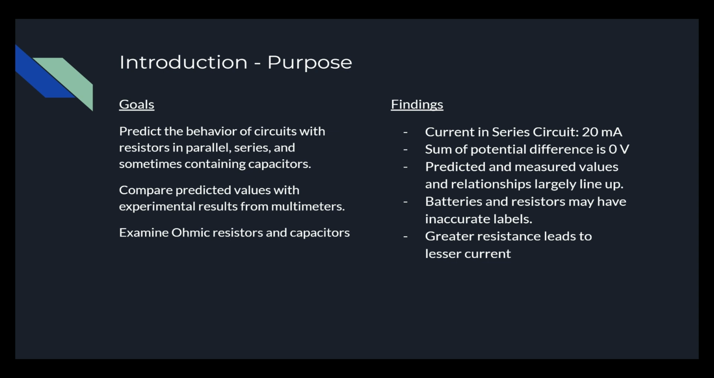Our goals are to predict the behavior of circuits with resistors in parallel and series and with capacitors, comparing predicted and experimental values and using Ohm's law. The findings were that the current was close to what was predicted, essentially 20 milliamps, as well as that the sum of the potential differences is zero, which is again predicted. It lines up a lot. The batteries and the resistors might be inaccurate, but physical laws dictate that they work together the same way as everything else, and then greater resistance leads to a lesser current.